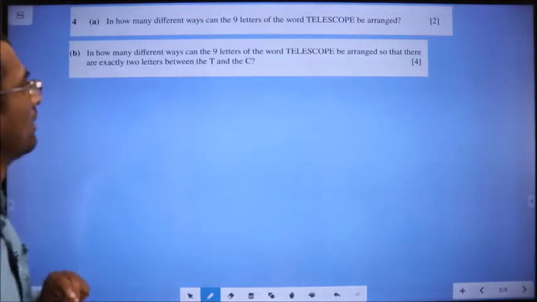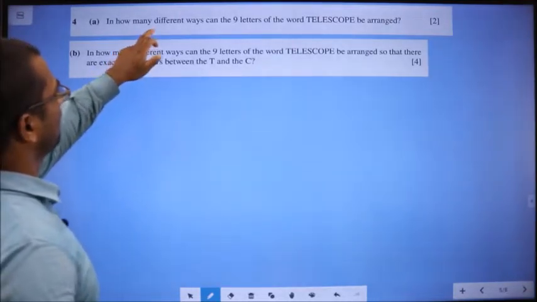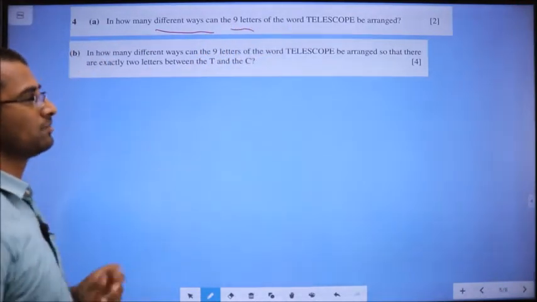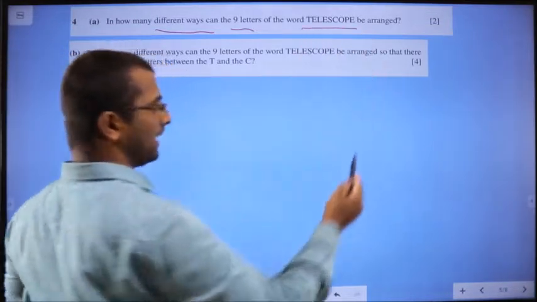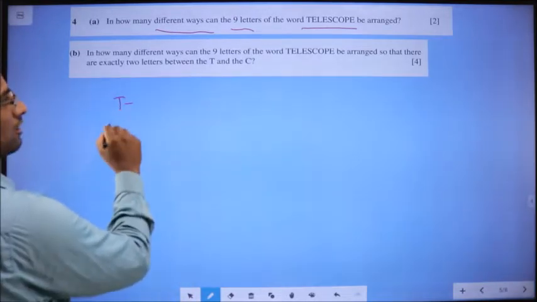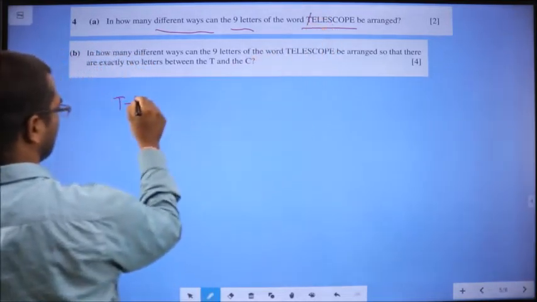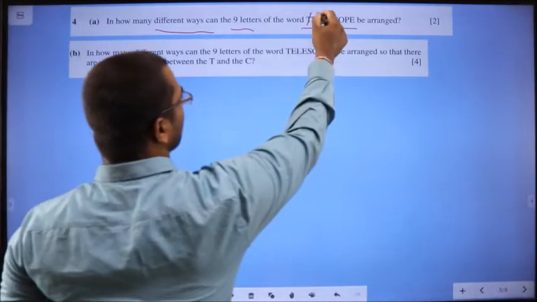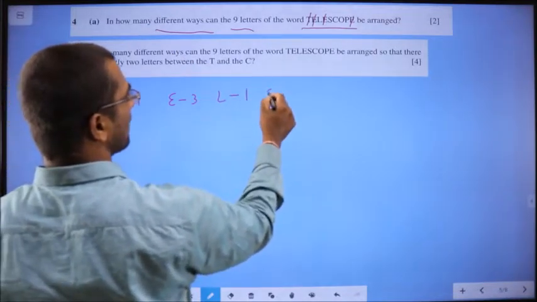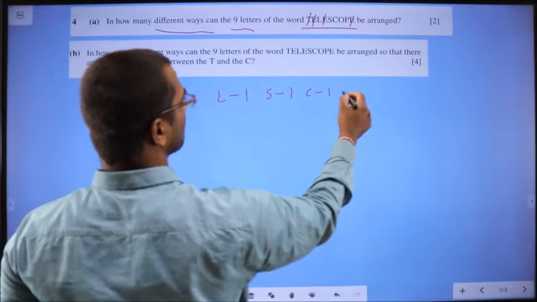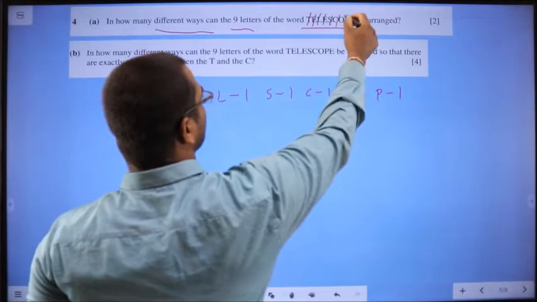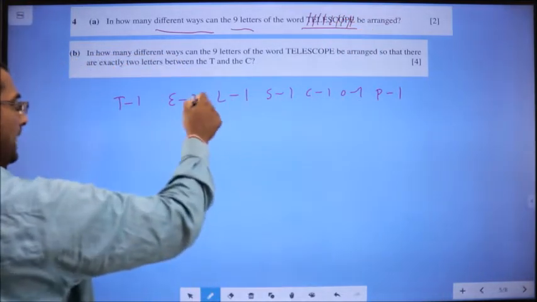Question 4. In how many different ways can the 9 letters of the word telescope be arranged? So whenever you come across a word, write how many times each letter is appearing. T is present how many times? Once. E is present 2, 3 times. L is present once, S is also once, C also once, O also once, P also once. So 1, 2, 3, 4, 5, 8 and 9.